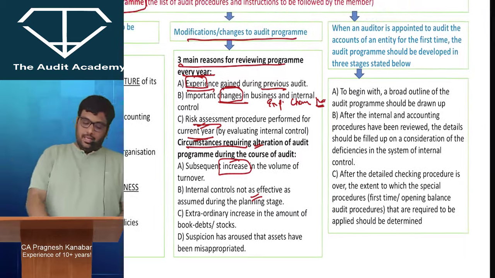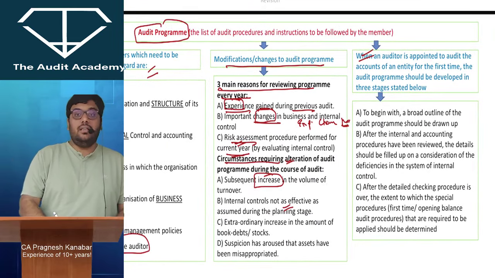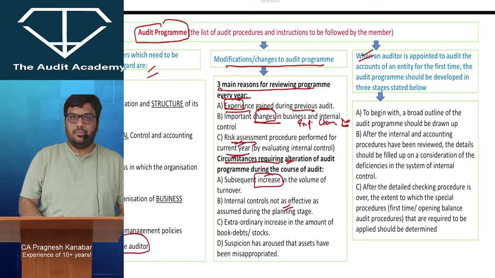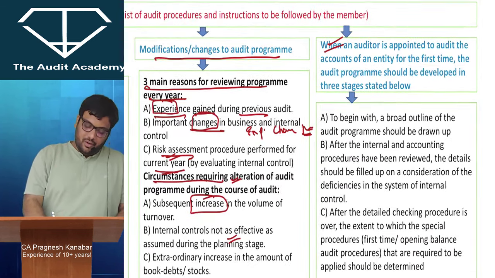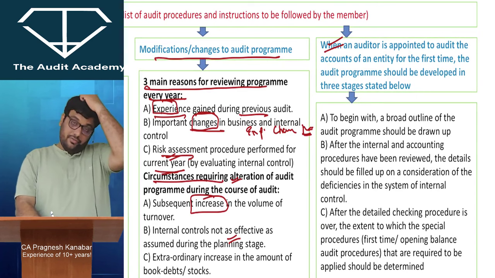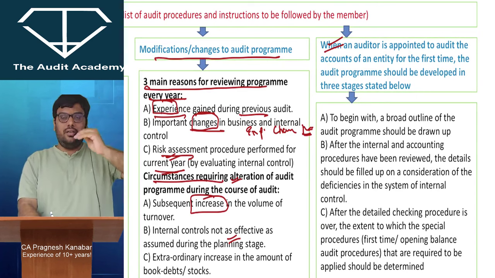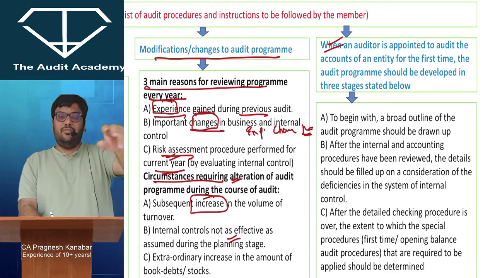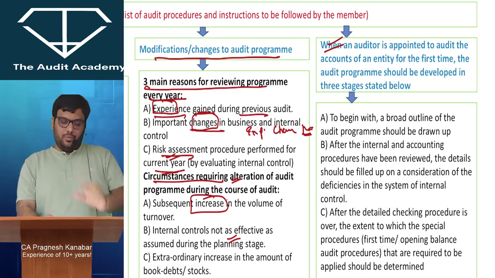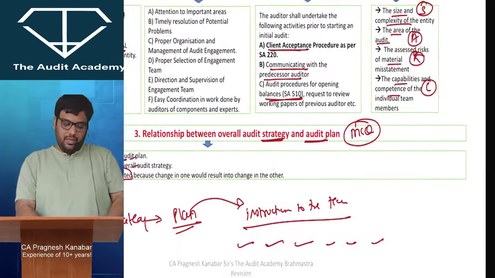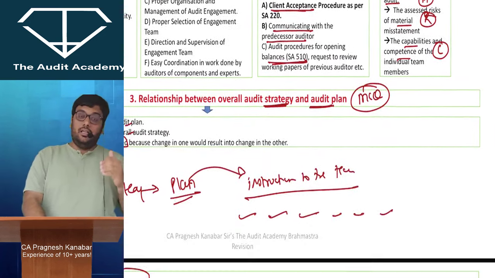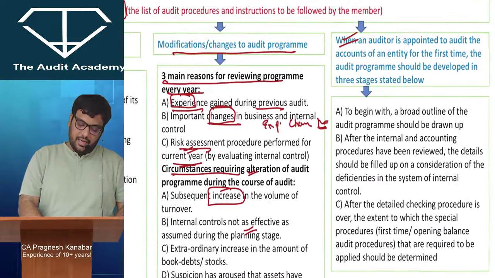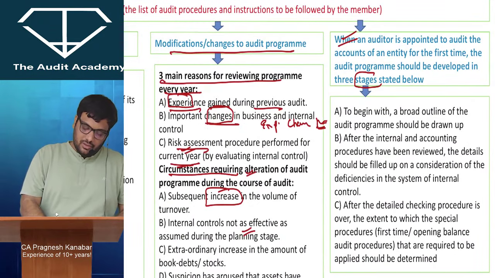All right. Then the third category of question from audit program is, the question will look technical, but it's very simple. When an auditor is appointed to audit the accounts of an entity for the first time, they will set up a case study as if you're conducting audit of entity X for the first time. So it is your first year, so initial audit engagement. But the last line of the question, see, for initial audit engagement we have already done one question about considerations of planning, correct? But if the last line of the question says, what are the stages of developing audit program?